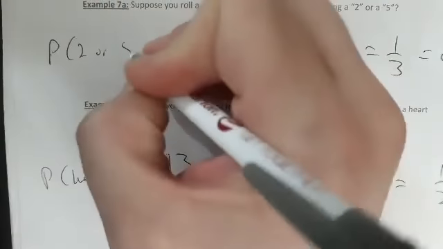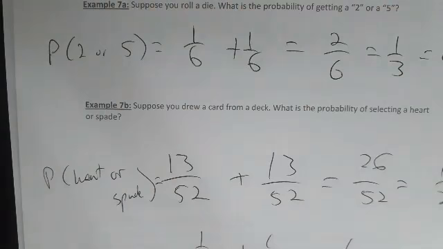I could say P of heart or spade. I could say P of 2, right? It's going to be a P of 2 plus P of 5. We're adding these probabilities together.